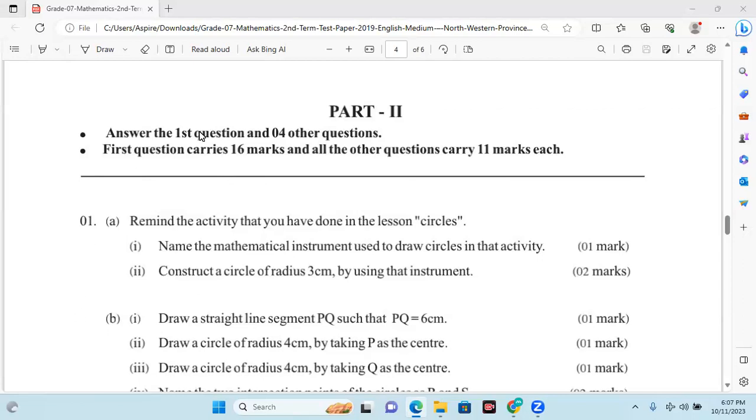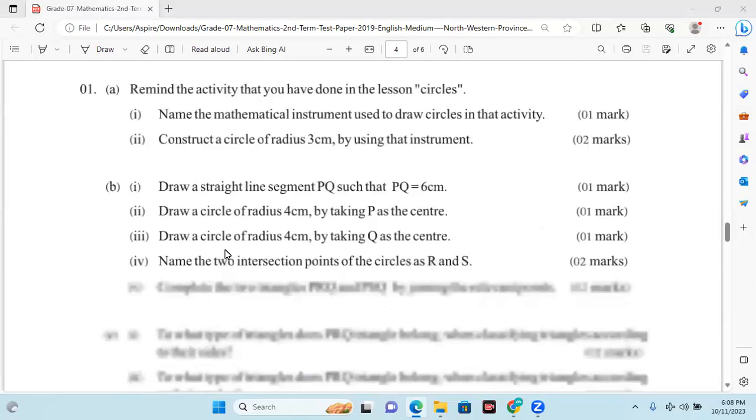The second part consists of 7 questions. Out of 7, you have to write 5 questions. Sometimes the first question is compulsory. That means you have to write the answer for the first question definitely. And for other questions, altogether you have to write the answers for 5 questions.